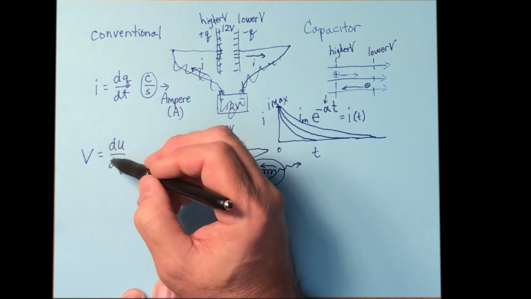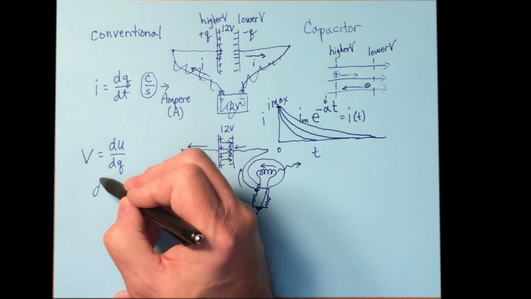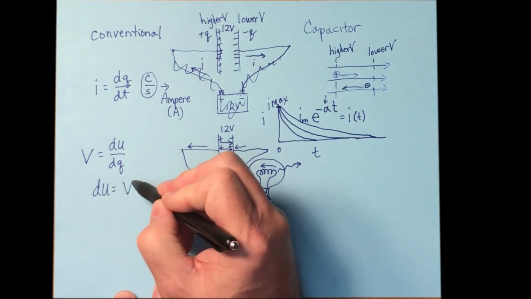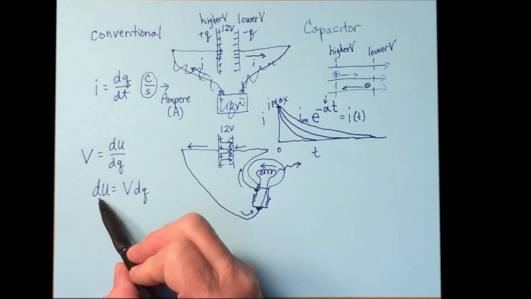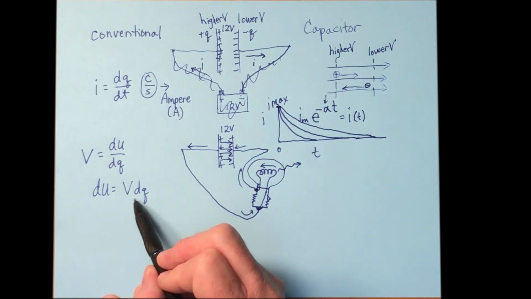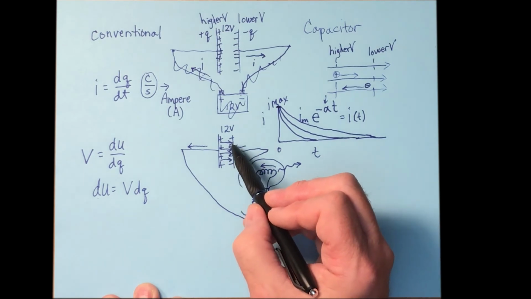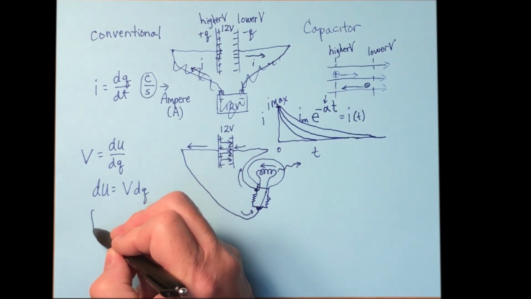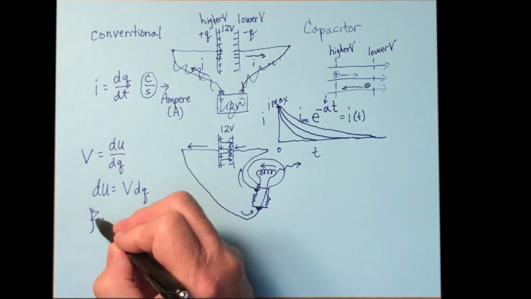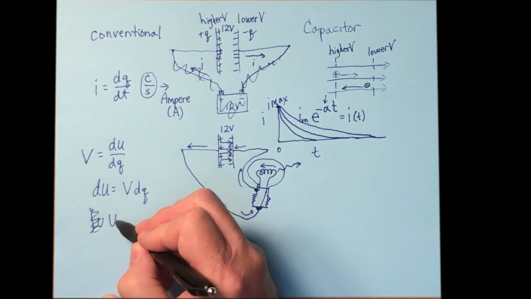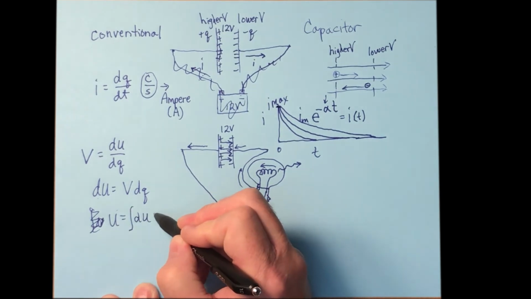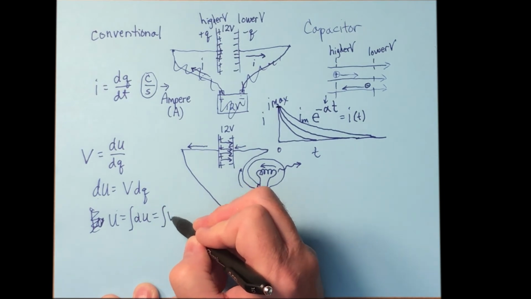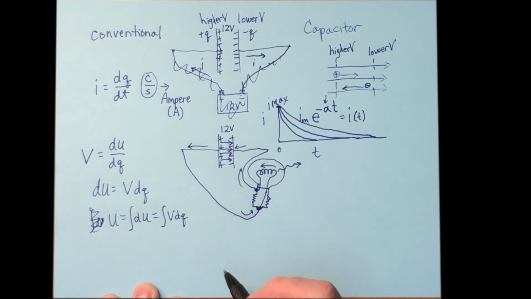Well, if you take this equation and solve it for dU, it is going to be V dq. Now, dU is the energy. So if I were to sum up all of the energy for all of the charges that exist inside the capacitor, then I could write it this way. Let me redo that. The total energy U is just equal to the sum of the individual dU's, which is equal to the sum of V dq.